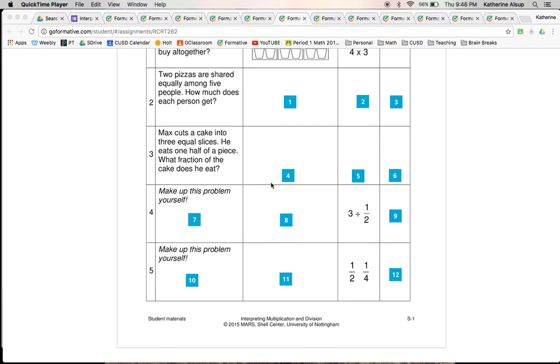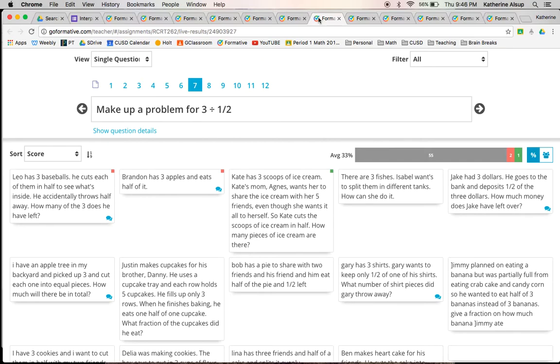This quick video is to go over the last two problems on the pre-assessment for interpreting multiplication and division. So on line 4, you have the calculation 3 divided by half. So let's look at some of the stories you came up with. This one was pretty tough. I have one here highlighted in green, and it's a little bit complicated. So I'm going to start by looking at some of the ones that were incorrect.